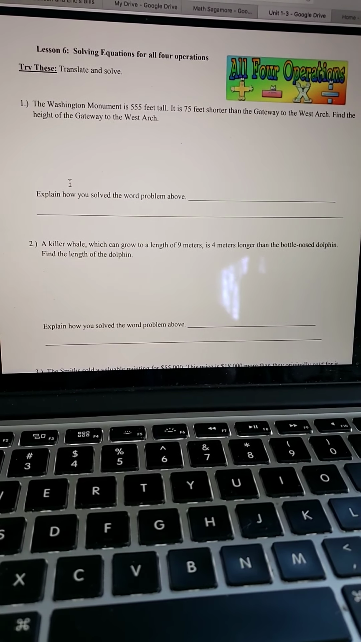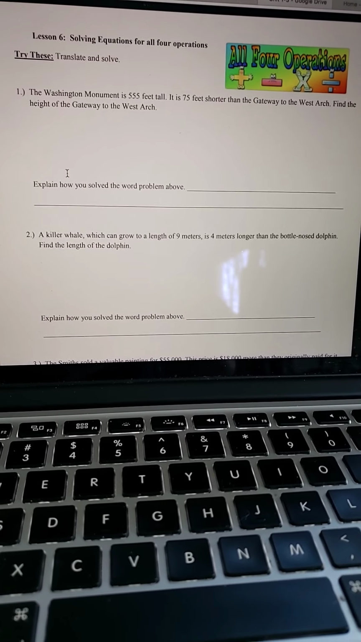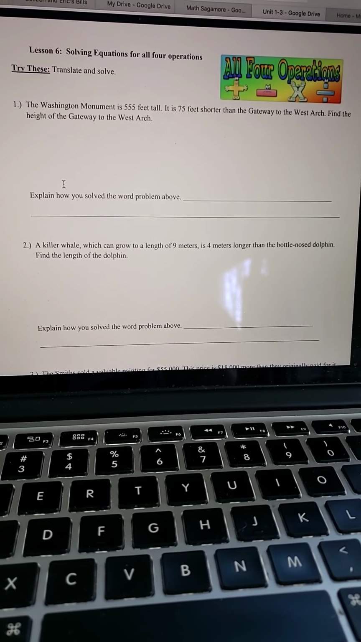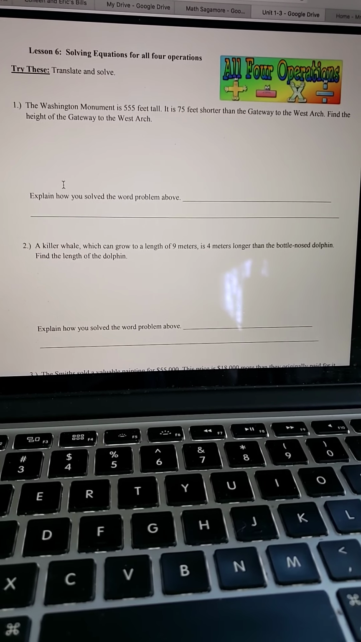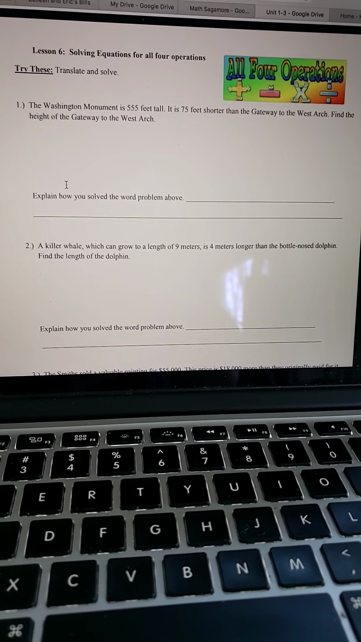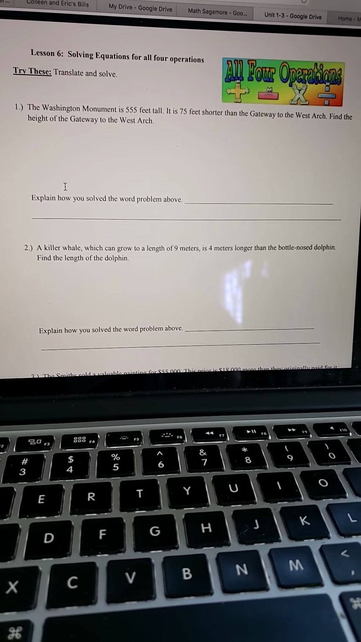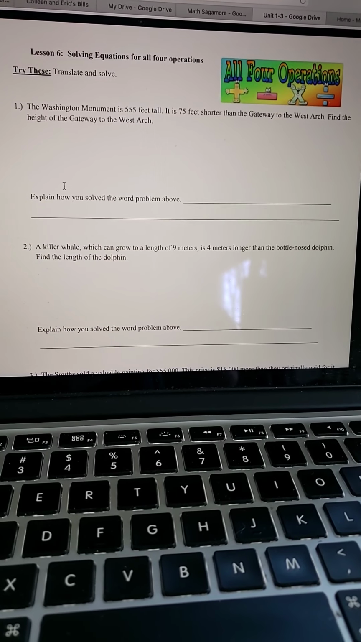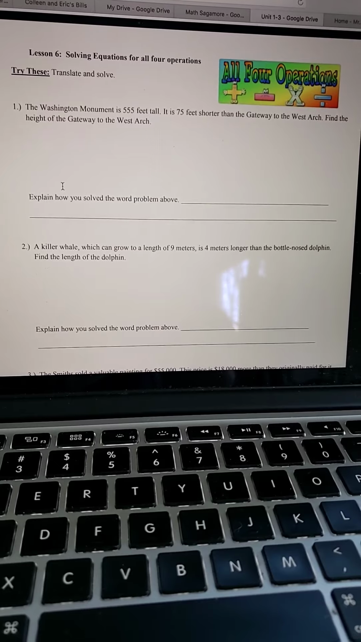Let's take a look at questions 1 and 2, and that way you can try a few on your own after we're finished. I'll send you out the quiz.com, which should be on my website, for you to attempt when we're done. All right, so let's take a look at number 1. The Washington Monument is 555 feet tall. It is 75 feet shorter than the Gateway to the West Arch. Find the height of the Gateway to the West Arch.